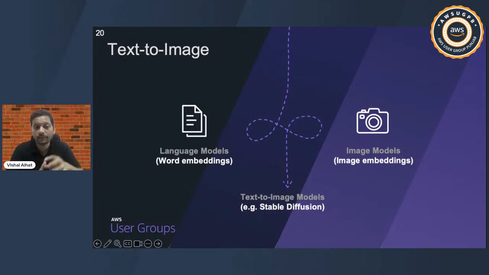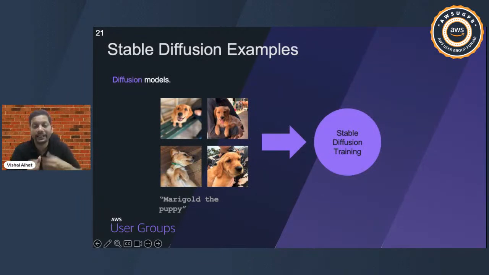One example of this is the stable diffusion model that we are going to see for text to image models. Let's jump into the practical examples, and I'll show you a demo of how these models work. Stable diffusion is the best example here. You can use stable diffusion out of the box, or we can fine tune that model according to our own data sets. For this particular example, I used photos of Marigold the puppy, a dog.